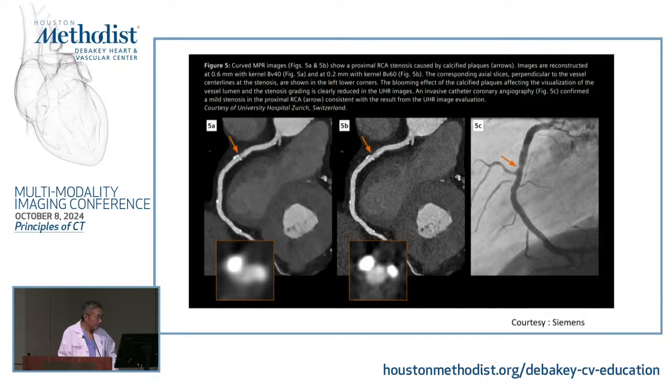And this is some of the examples that have been acquired. Okay, this is using the energy integrating CT. And this is using the photon counting CT. You can see much better edge detection, much better resolution, less blooming, okay?